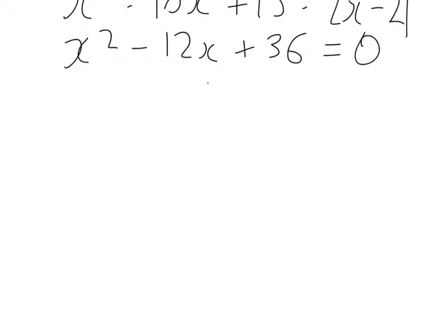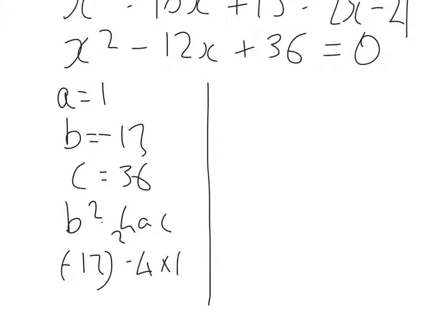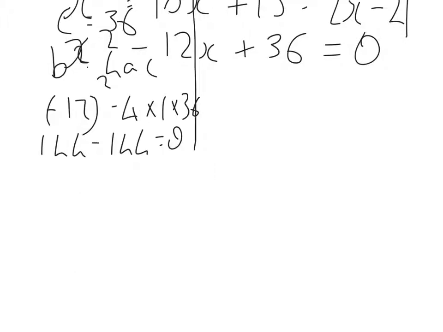So there's two methods here for us to prove tangency. We could do it with the discriminant. A would be equal to 1, b is minus 12, c is 36. b squared minus 4ac: minus 12 squared minus 4 times 1 times 36. And that would give me 144 minus 144 is equal to 0. D equals 0, therefore tangency exists.